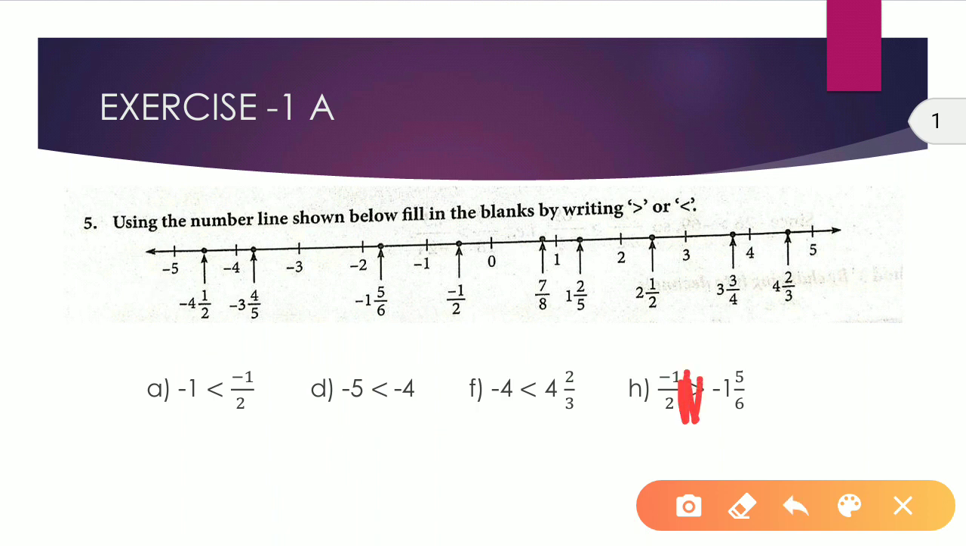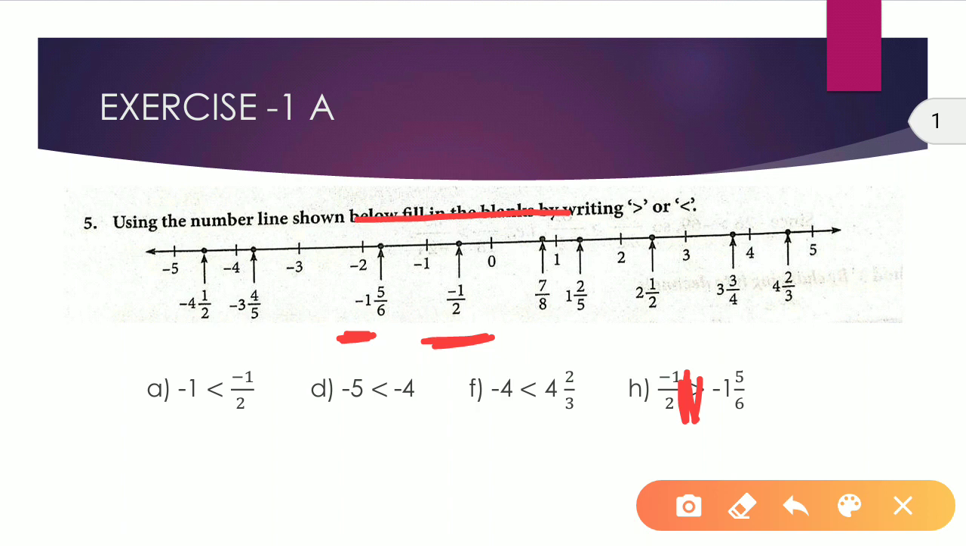-1 by 2 and -1 whole 5 by 6. Now find out in your number line where is -1 by 2. Here is -1 by 2. And where is -1 whole 5 by 6? Here is -1 whole 5 by 6. So which one will be greater?